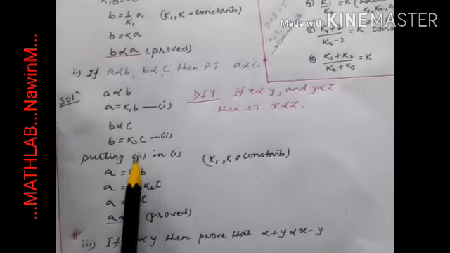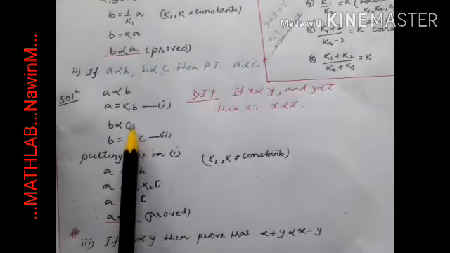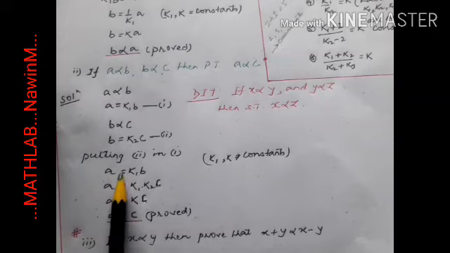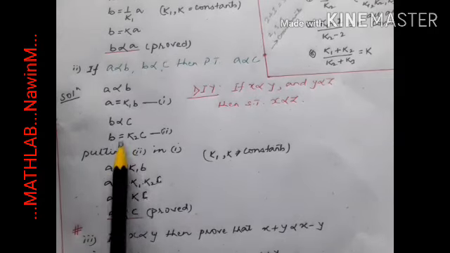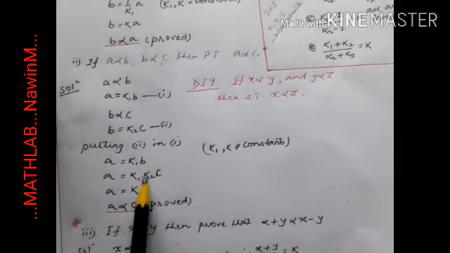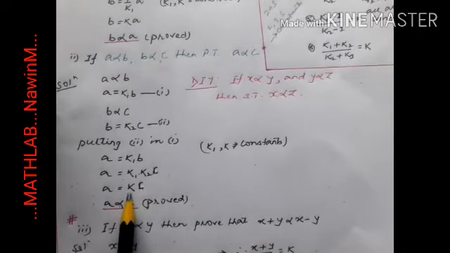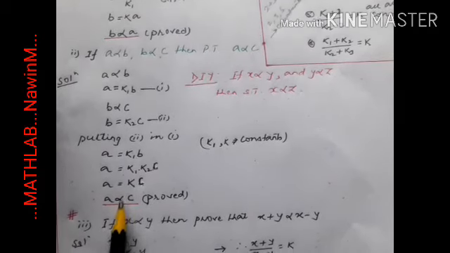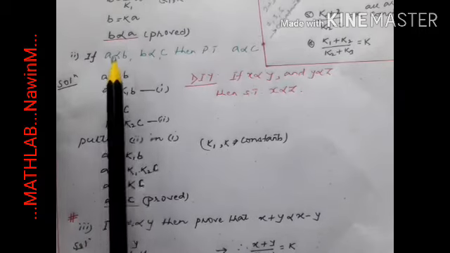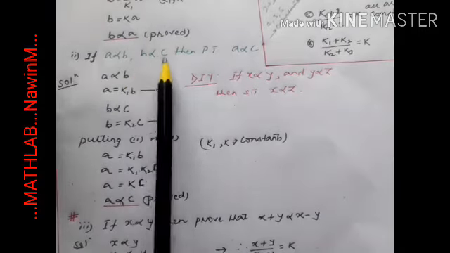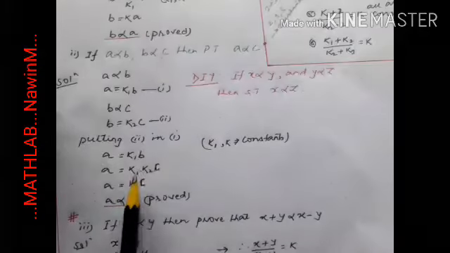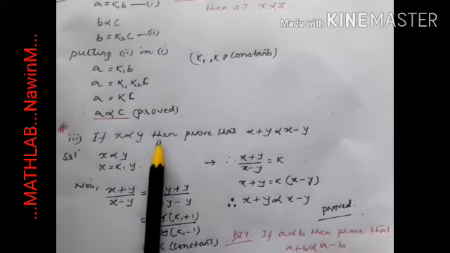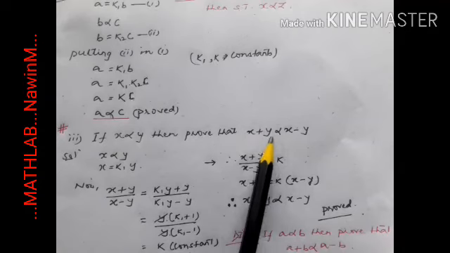Then we put b is equal to k2c in equation 1. So equation 1 is a is equal to k1b, and instead of this b we will put k2c from equation 2. So a is equal to k1 k2 c, and we know constant into constant gives us a new constant. When the constant is removed, then this equal to will be converted back into variation. So if a varies directly with b, and b varies directly with c, then we have proved that a directly varies with c. Similarly, here is one question. If x directly varies with y, then we have to show that x plus y directly varies with x minus y.